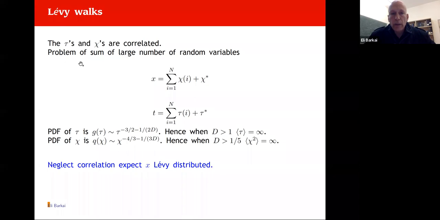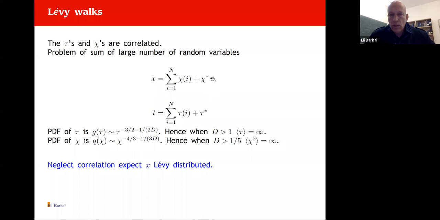And what we have here is the problem of such a sum of a large number of random variables. What is the position of the particle at time t? It's the sum of these excursions, and then you have the last one where you didn't cross zero at the end, this chi star, and you have this n. N is the number of crossings, which actually is infinity, again, but we can regularize with this epsilon trick. So think about n as something finite.